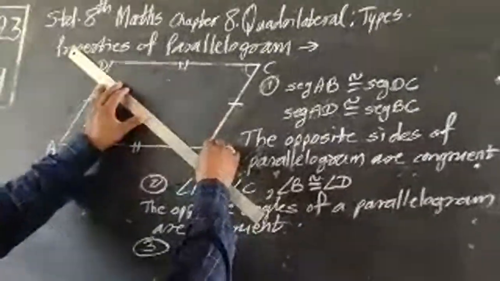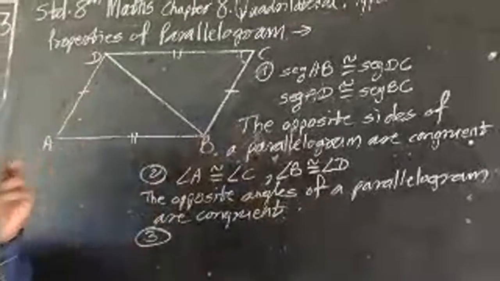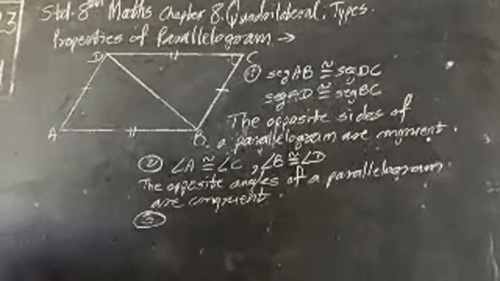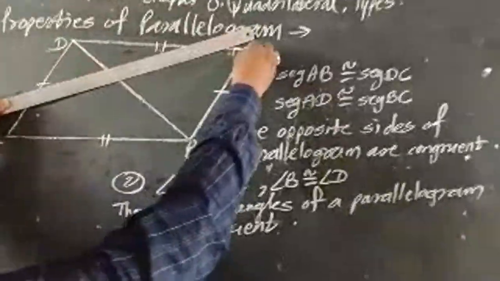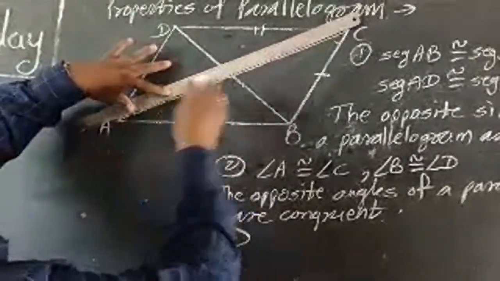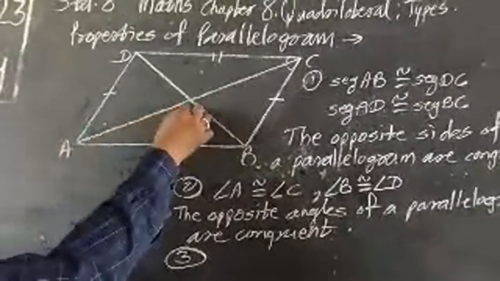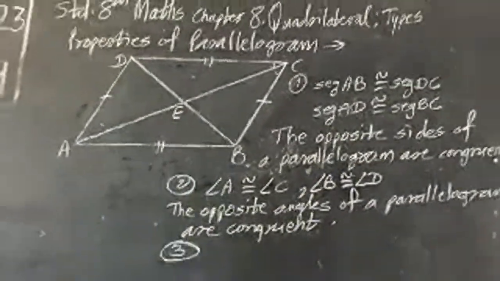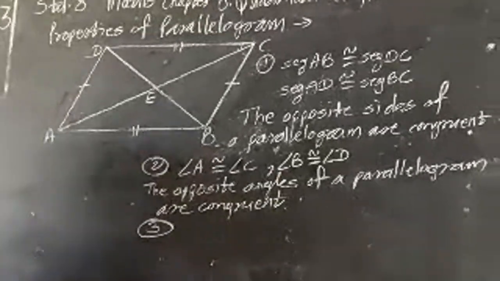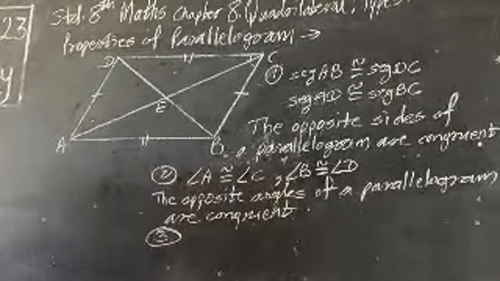Therefore, join the diagonals. The first diagonal is BD. And the second diagonal, tell here. Good. Segment AC is the second diagonal. These two diagonals intersect at point E. Then measure the two parts of the first diagonal. Who measures the two parts of the first diagonal?